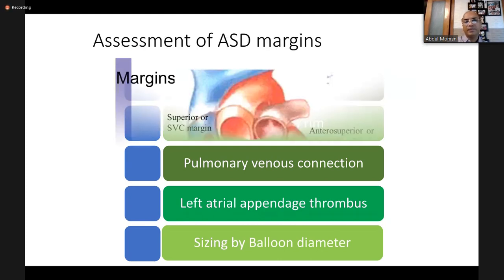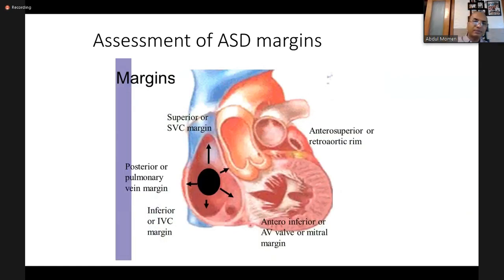This is the ASD margins. This is the atrial septal defect. This is the superior vena cava. This is the inferior vena cava. This is the mitral valve. This is the aortic valve. The mitral valve is anterior and inferior. The aortic valve is anterior and superior. The posterior margin here is the pulmonary vein margin, where the pulmonary vein opens, and the IVC margin.